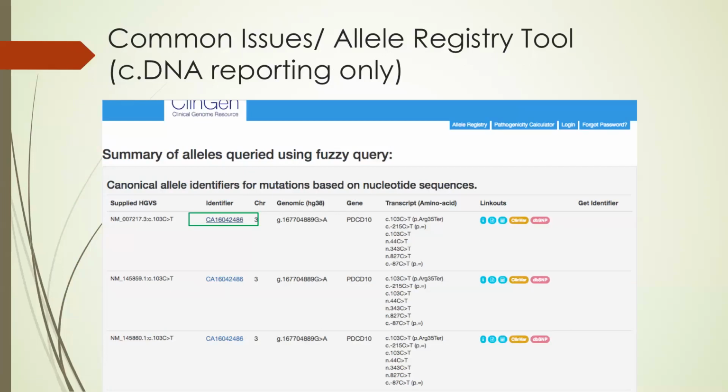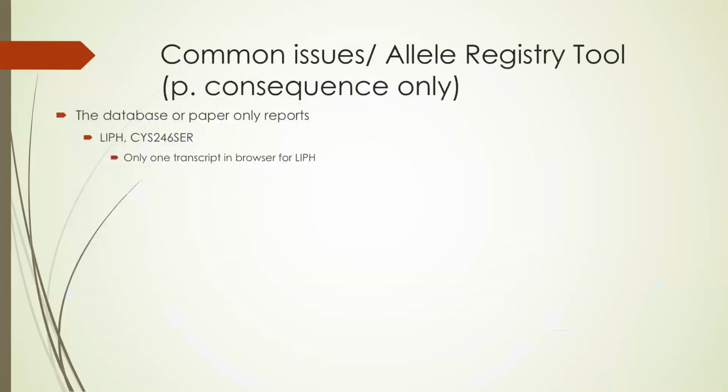But the next example actually does have two different variants, so we'll see that. The next issue is if they only report the protein consequence of the variant. So this LIPH variant is a transition from a cysteine to a serine at amino acid codon 246.